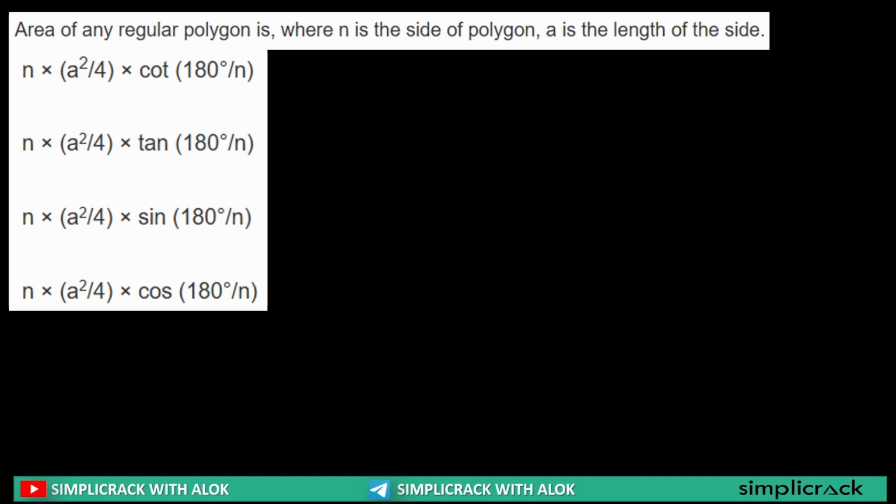Now, area of any regular polygon where n is the number of sides of the polygon, see, this is the formula and you need to remember it. It may be asked in the question, and this is the answer: n into a square by 4 into cot 180 degree by n. So this is the formula, you need to remember it. You never know what may be asked in the question.